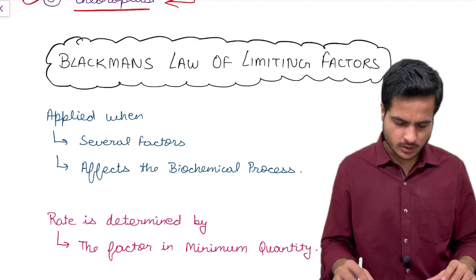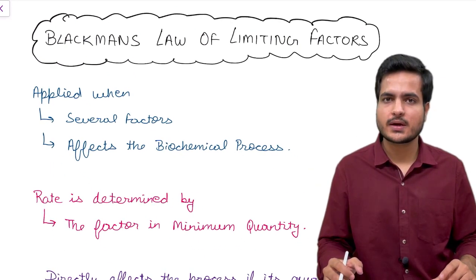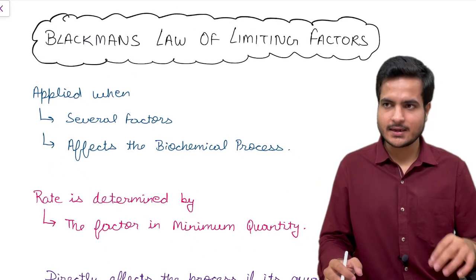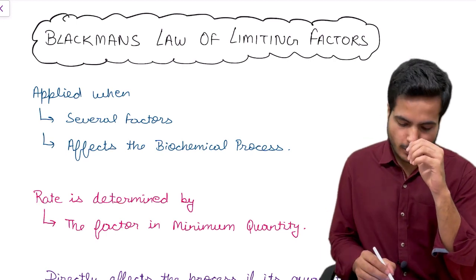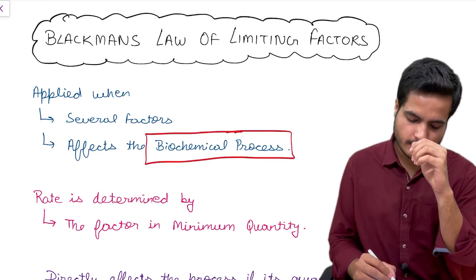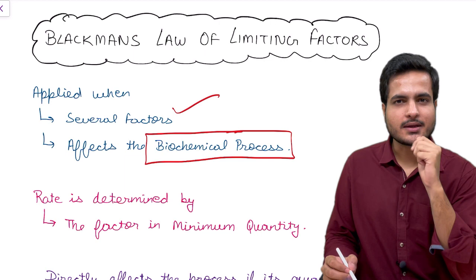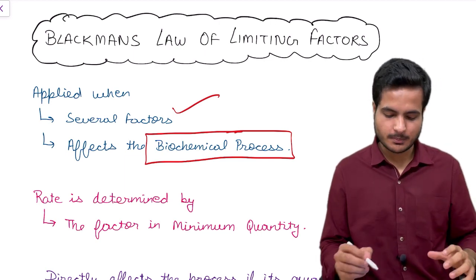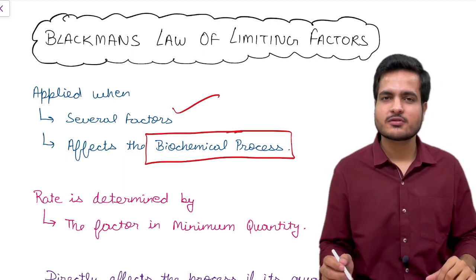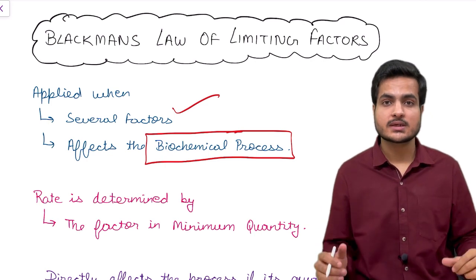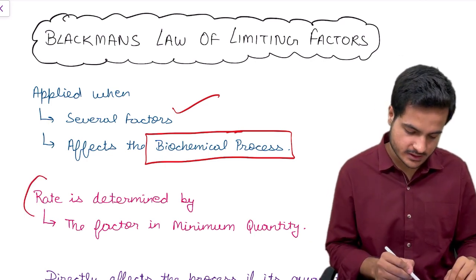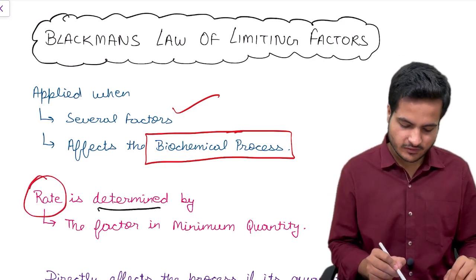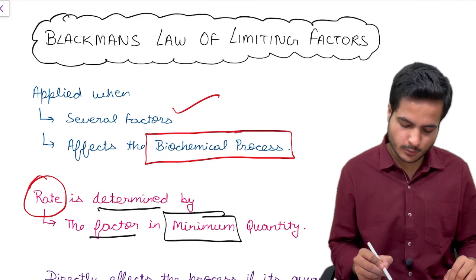Now let's talk about Blackman's Law of limiting factors. So Blackman said that whenever a biochemical process is regulated by several factors, then the rate of that process, for example here we are talking about photosynthesis, which is also regulated by many factors, therefore the rate of photosynthesis will be determined by the factor which is present in the minimum quantity.